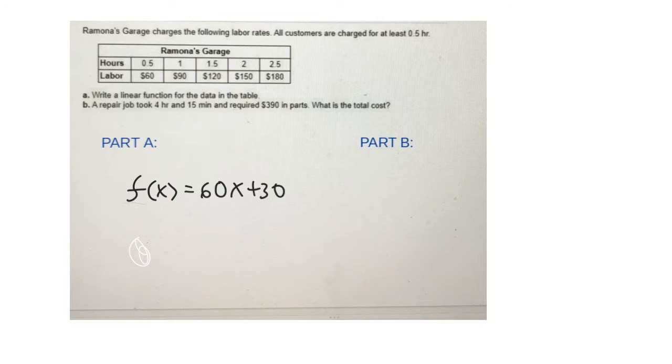Okay, so the second part says a repair job took 4 hours and 15 minutes and required $390 in parts. What's the total cost? Now, we constructed this function from before, but I'm going to reconstruct it. So instead of f of x, I'm going to write f of h, where it's 60 times h plus 30. Now this represents how much the labor costs, okay?